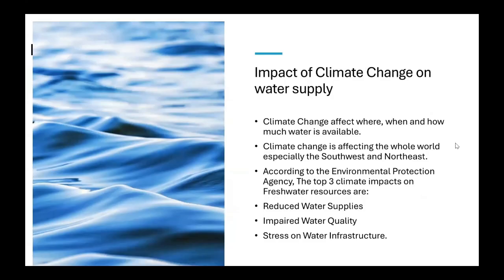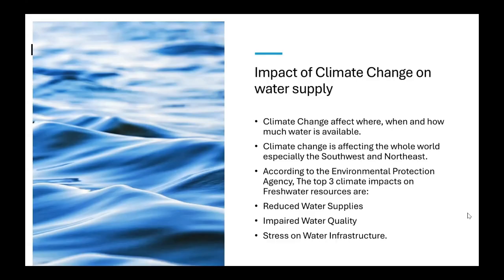First, the impact of climate change on water supply. Climate change affects where, when, and how much water is available. Climate change is affecting the whole world, especially the southwest and the northeast. According to the Environmental Protection Agency, also known as the EPA, the top three climate impacts on freshwater resources are reduced water supplies, impaired water quality, and stress on water infrastructure.